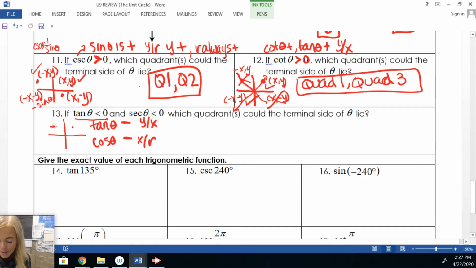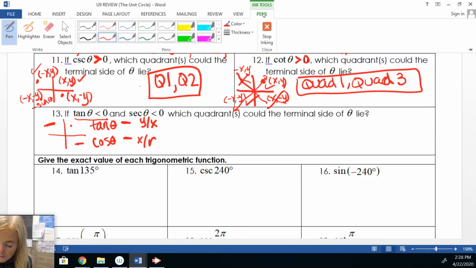Tangent here is negative. So there you go. Tangent, hey. And then tangent here is positive. Tangent here is negative because y over x is negative. X is positive, y is negative.